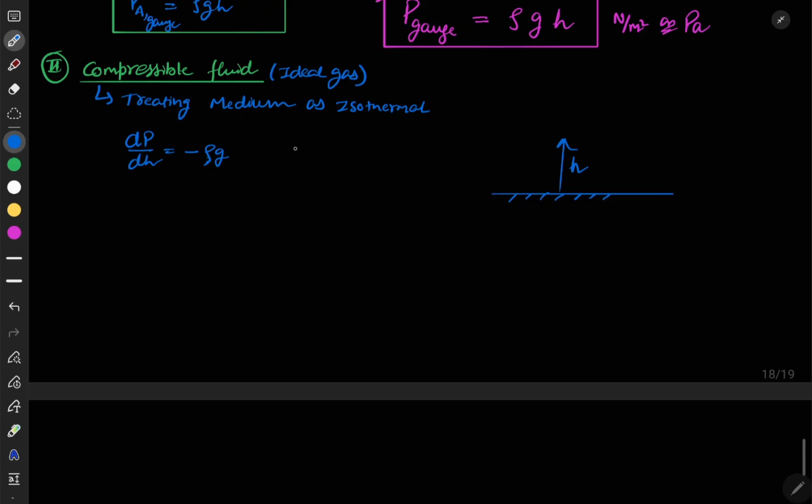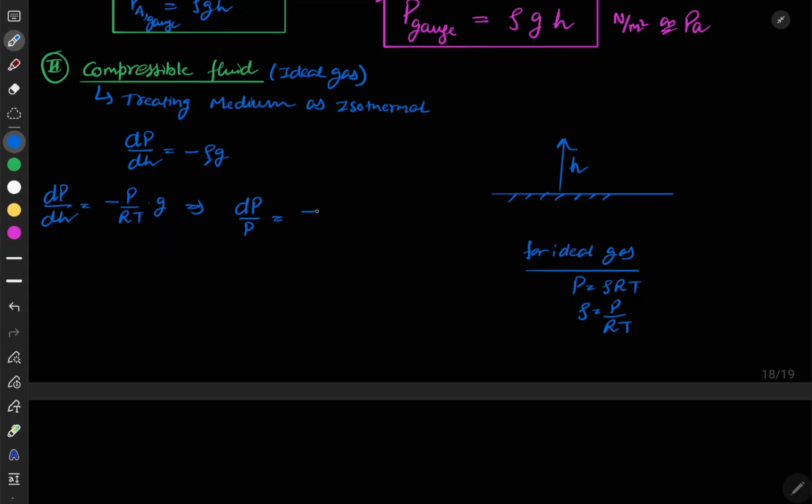We know that for an ideal gas, P is equal to rho RT, so we can write rho is equal to P by RT. Then I can write dP by dH is equal to minus P by RT times g. If we rearrange these terms, from here I can write dP by P is equal to minus g by RT times dH.